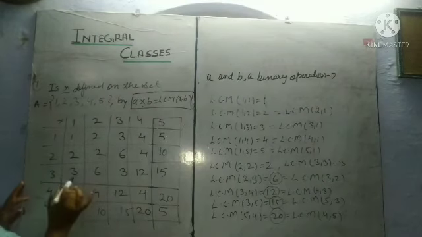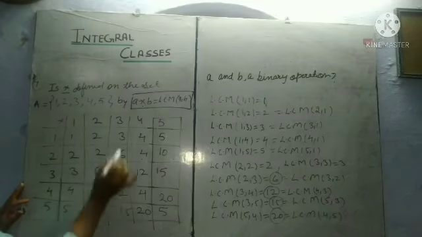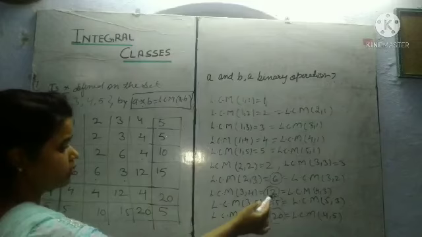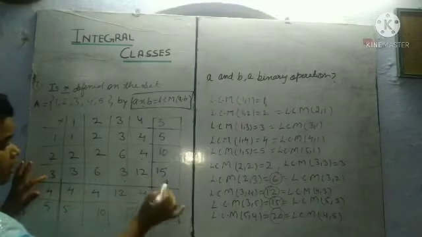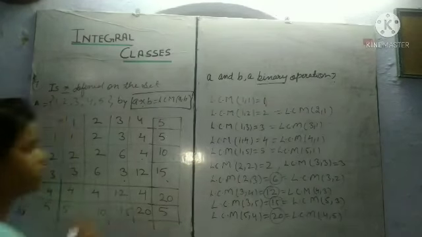LCM of 3 and 1 is 3, LCM of 3 and 2 is 6, LCM of 3 and 3 is 3, LCM of 3 and 4 is 12, and LCM of 3 and 5 is 15. So student, we have completed this table. Now the question is, is the binary operation satisfied or not?